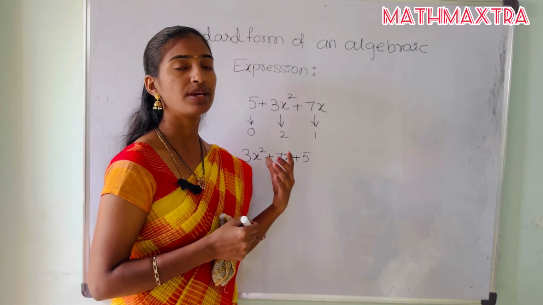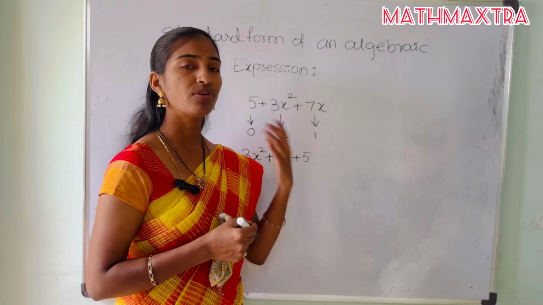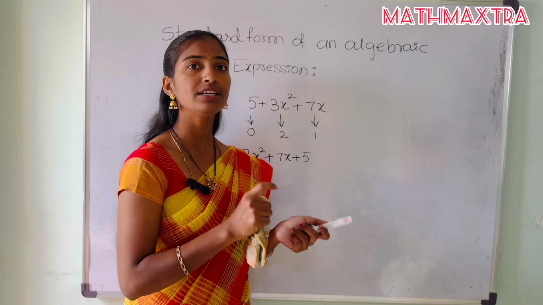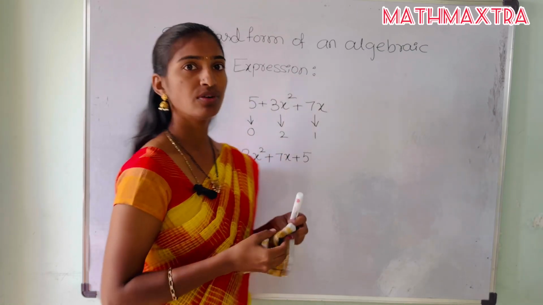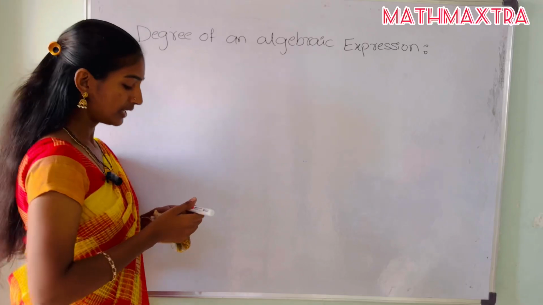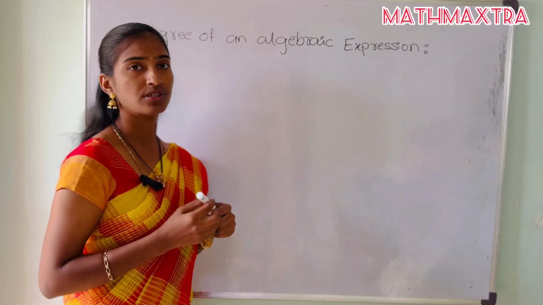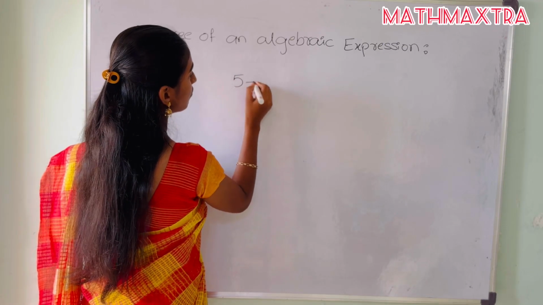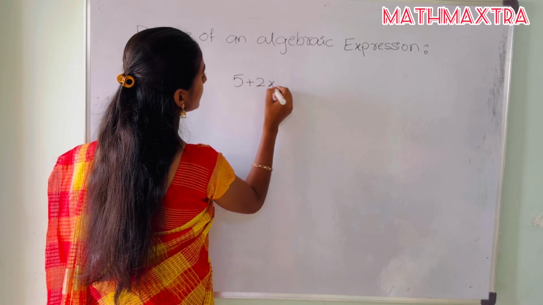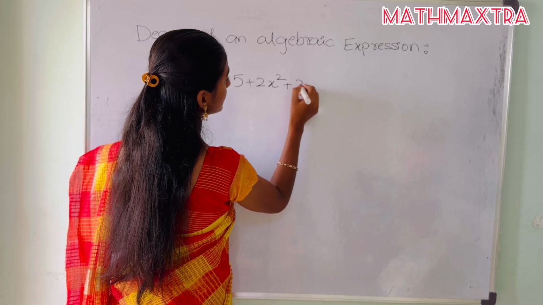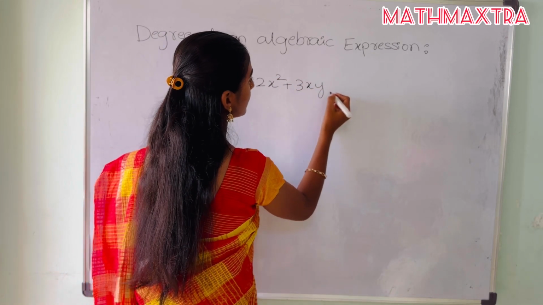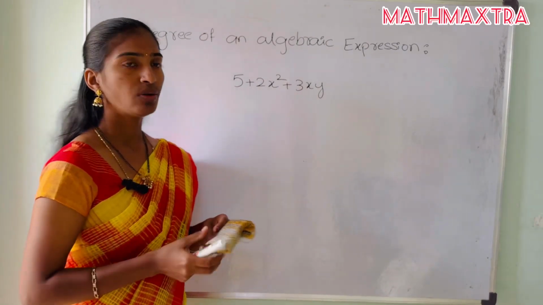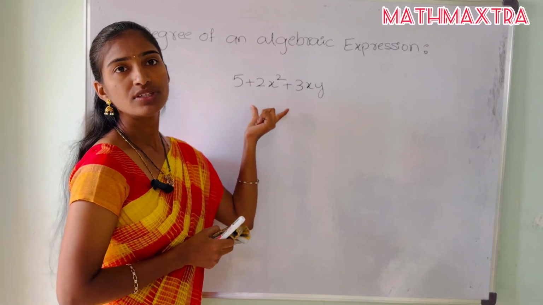An algebraic expression may be a monomial or binomial or trinomial and so on, so it can be anything. So how do we calculate the degree for such an expression? Now we will see the degree of an algebraic expression. I am considering one algebraic expression, which is 5 plus 2x square plus 3xy. Okay, so this is an algebraic expression. Now what is the degree of this expression?